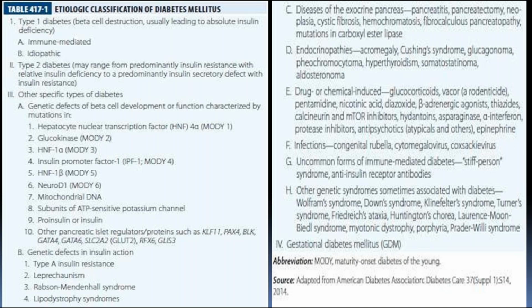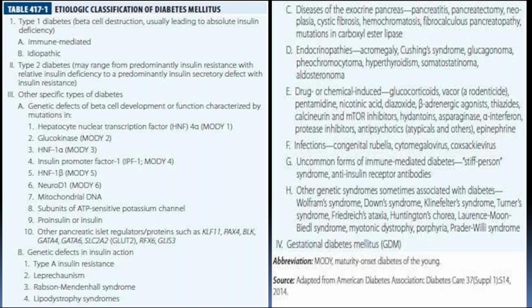Then, coming to the other types of diabetes which can show features of type 1 and type 2, they are the genetic defects of beta cell development or function, characterized by mutations in these genes: hepatocyte nuclear transcription factor, HNF4A, glucokinase. This is all called maturity onset diabetes of the young, MODY1. If there is a mutation in glucokinase, that is MODY2, then hepatocyte nuclear transcription factor 1A, then insulin promoter factor 1, and the list goes on. Mitochondrial DNA, proinsulin or insulin.